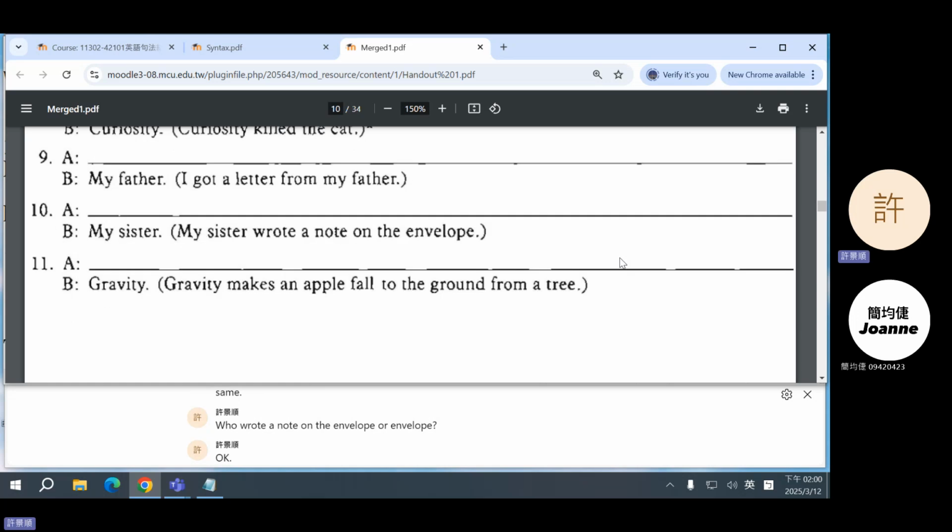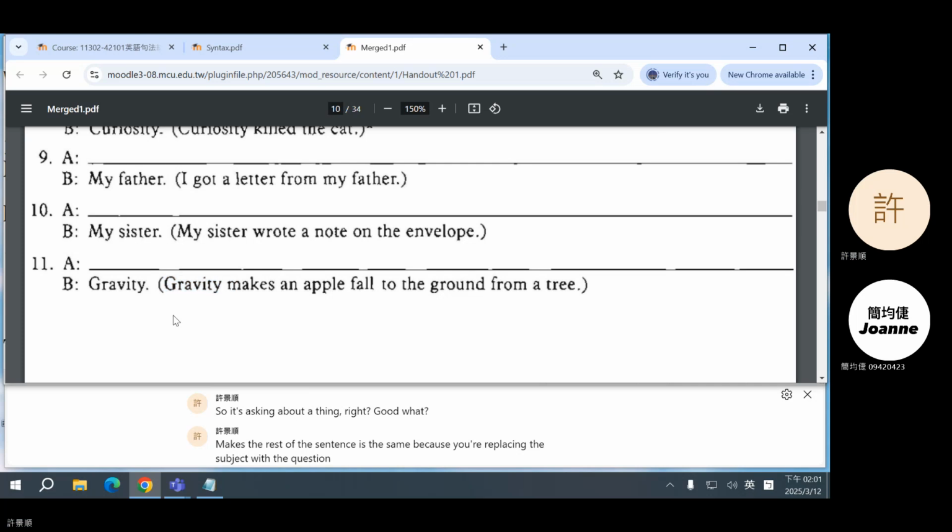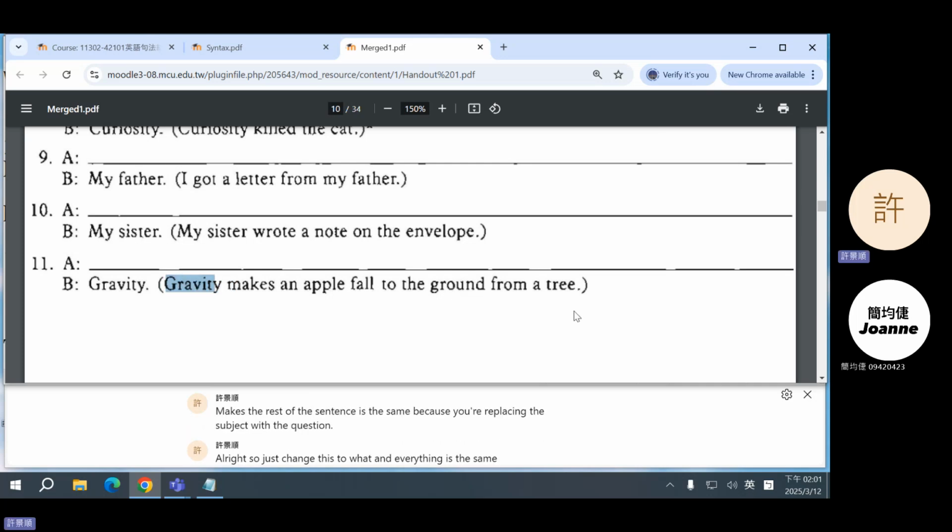Okay. Number 11. So it's asking about a thing, right? Good. "What" makes... the rest of the sentence is the same because you're replacing the subject with the question word. All right, so just change this to "what", and everything is the same. Okay, great.